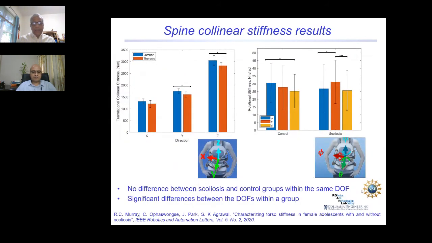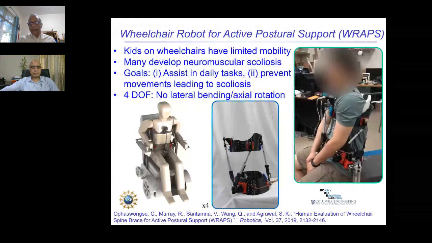There's a detailed paper that has appeared in the IEEE Robotics and Automation Letters that characterizes some of these results and shows the similarities or differences between able-bodied people and those with scoliosis. In the interest of time, I'm not going to go into detail here, but I want to refer you to the paper, and you're welcome to look into it. So this is the last segment that I wanted to talk to you about.